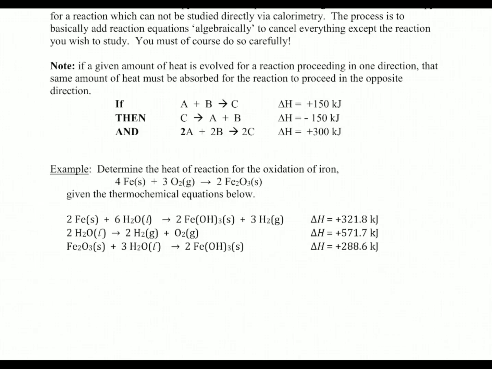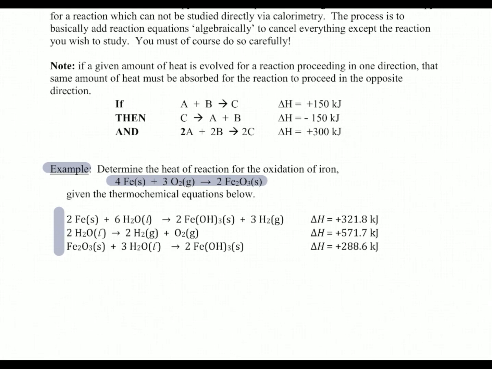So now let's do the harder and much more common examples where you have a set of reactions to play with. So we have these to manipulate, and our job is to figure out the heat of reaction for this equation. So this is just the oxidation of iron, as in iron rusting.